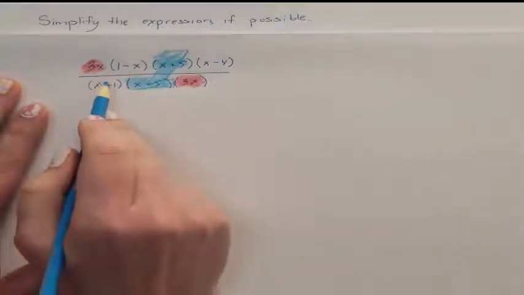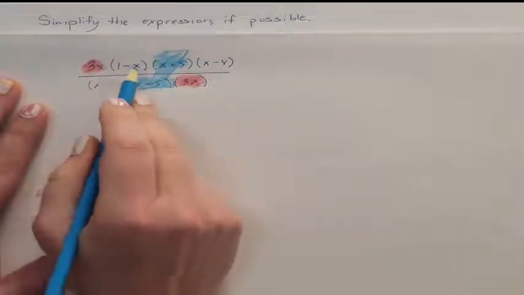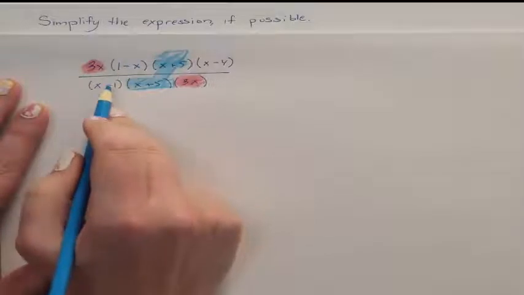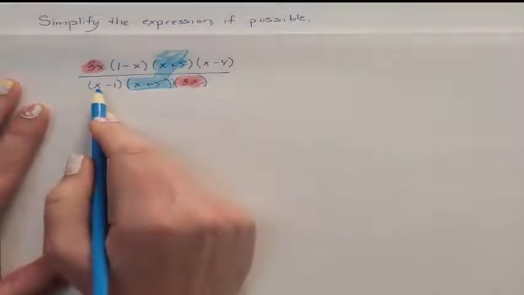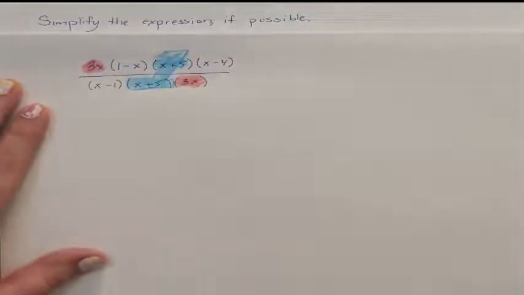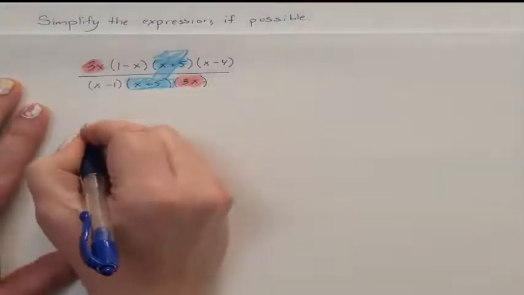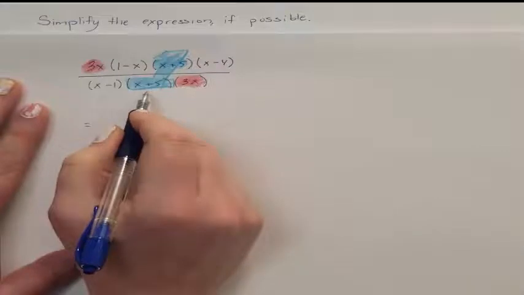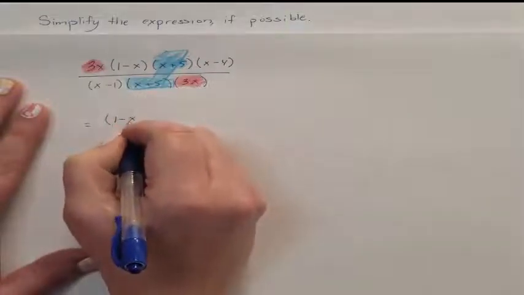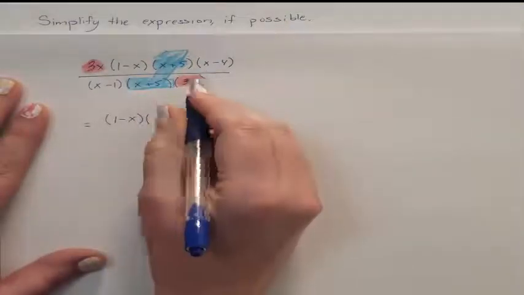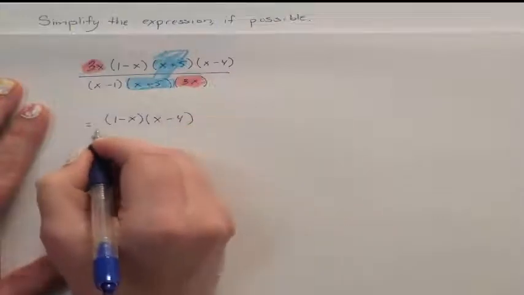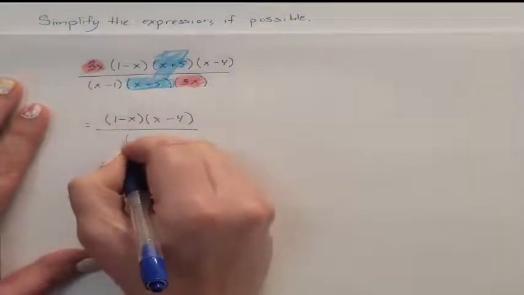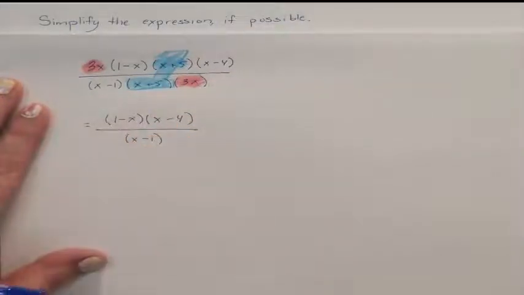Now some of you might be looking at this and wondering, well, they both have x's and they both have a 1 and they're both a minus. Can't I subtract, or can't I simplify them? We're going to look at that one just a little more closely in a minute. So the 3x's canceled out and the x plus 5's canceled out. So I have the 1 minus x and the x minus 4 in the numerator, and I have an x minus 1 in the denominator.